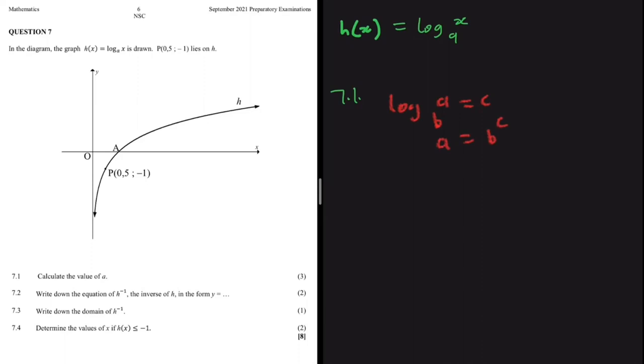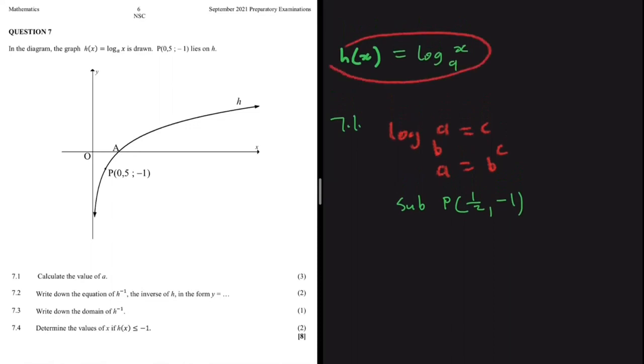So let's do 7.1. We're going to substitute the point on the graph. So let's substitute point p. Point p, the x value is a half and the y value is minus 1. And don't forget we have our equation here, h of x. So if we substitute that point in place of y or h of x, we have minus 1, and that will equal log of, in place of x we have a half, and the base is a, right?